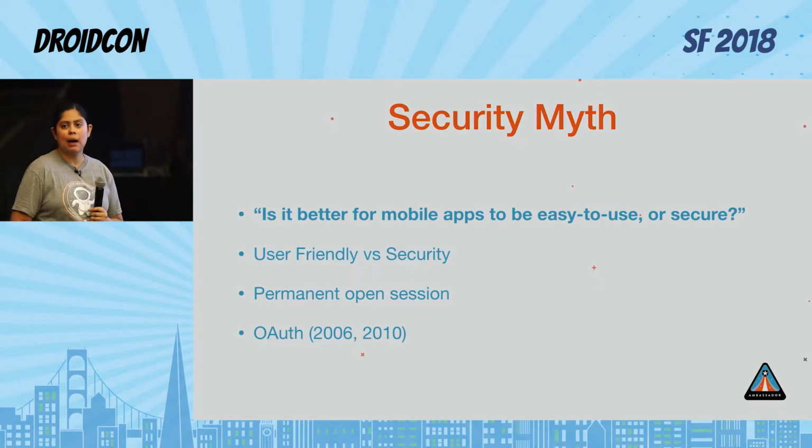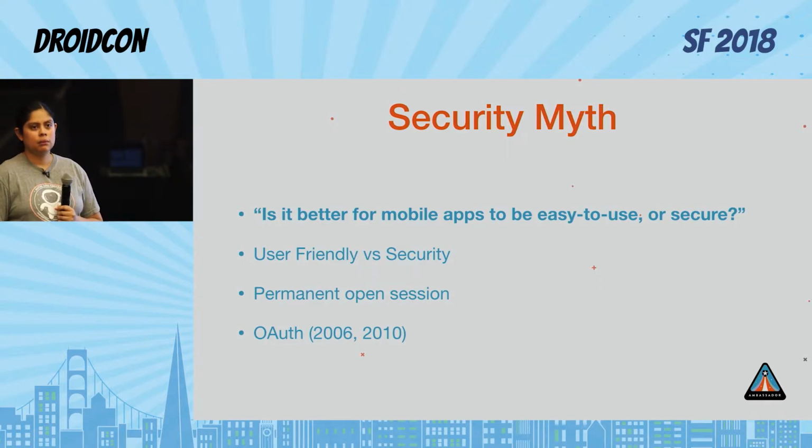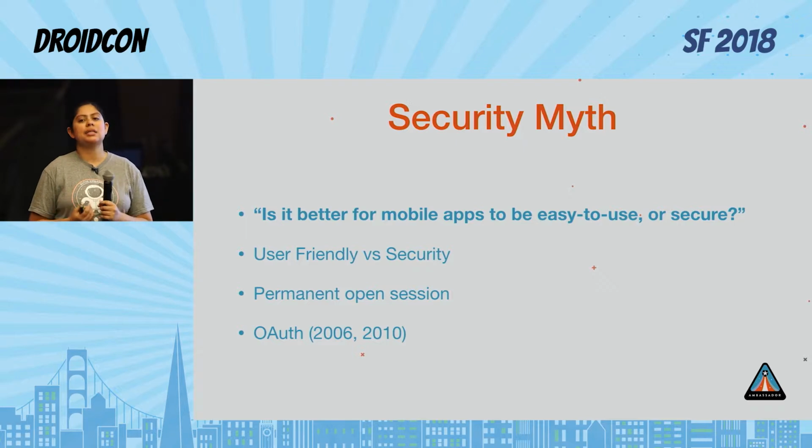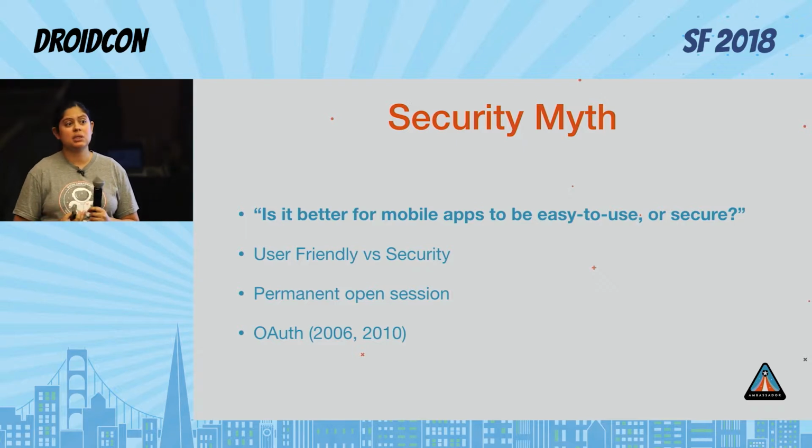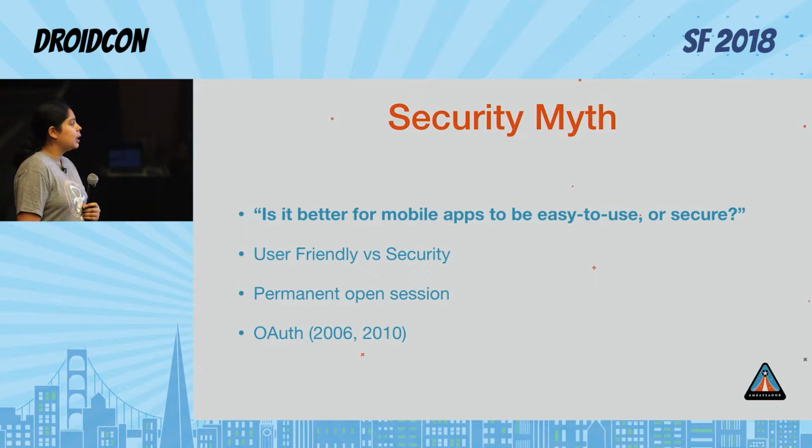Has everyone of you heard about OAuth before? Yes, someone says yes. So OAuth is basically a protocol or a standard that establishes how we will manage the authentication and authorization process in our applications. This standard started to be cooked in 2006. And by 2010, they had the first official version of the standard. And the issue with Starbucks was in 2014. So that means that at that time a standard existed that established how we can manage a permanent open session.